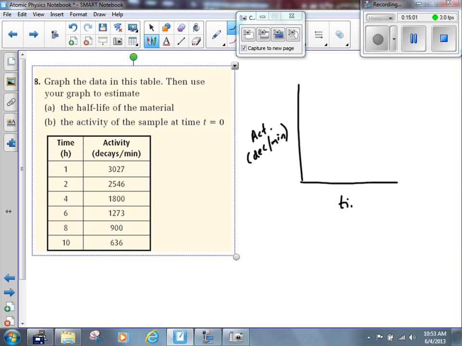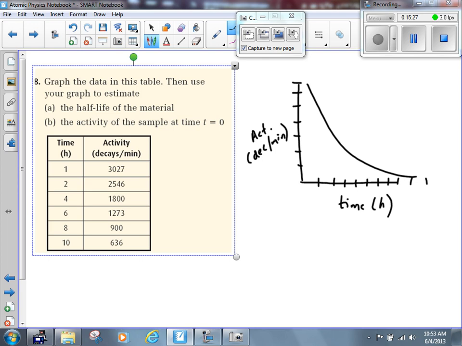And my time in hours is going to be on my x-axis. We're going to go 1, 2, 3, 4, 5, 6, 7, 8, 9, 10. And we're going to go from 0 all the way up to about 3,000. My graph, when I plot it, should look something like this, if you use graph paper and if you plot it to scale.